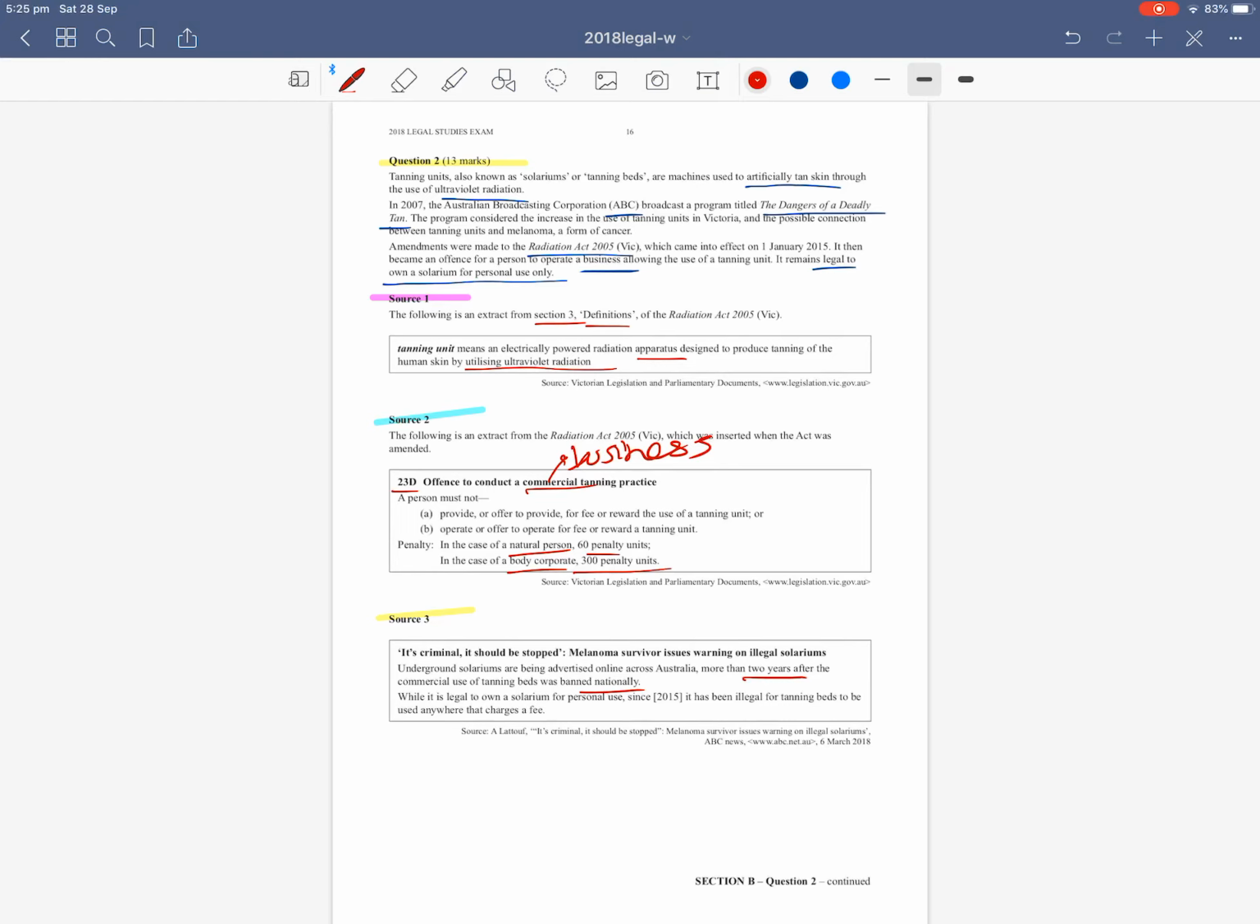All right, so we've got 3 different things, right? We have a definition in Source 1. We have what's been added in, right? How it's an issue. And then we have someone's response to it. That's not really an effective law, essentially, because people are advertising it online, right? So we're just looking at this, trying to take all this in.